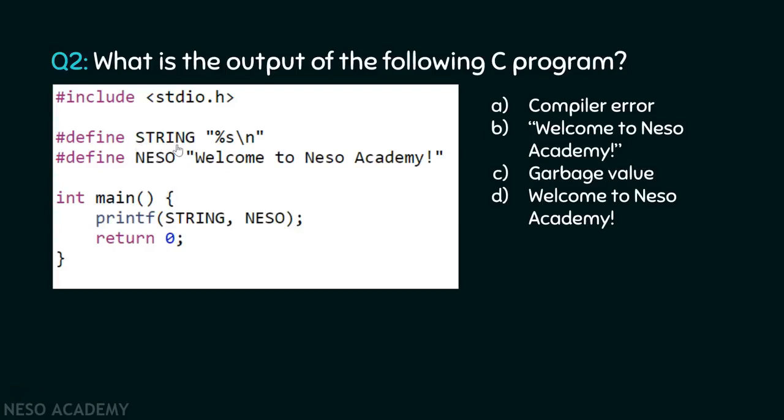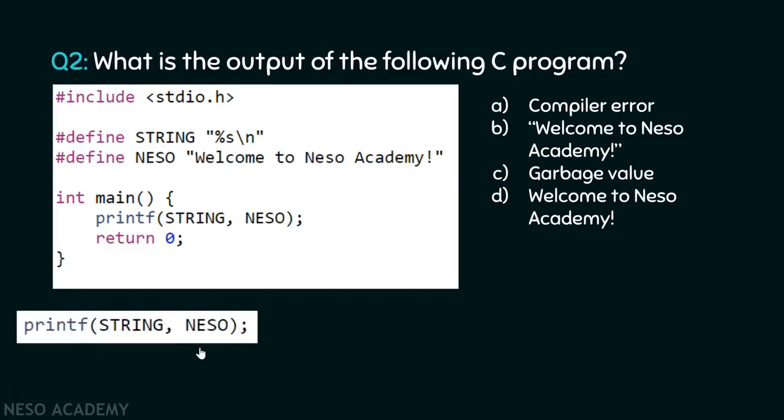Here you can see these are the two macros with their corresponding values which are nothing but strings. One is %s\n within double quotes and the other one is welcome to Neso Academy exclamation mark within double quotes. Now we already know what the job of the preprocessor is. The job of the preprocessor is to replace macros with their corresponding values, right? Here instead of numerical values, we have strings. Now what is going on internally?